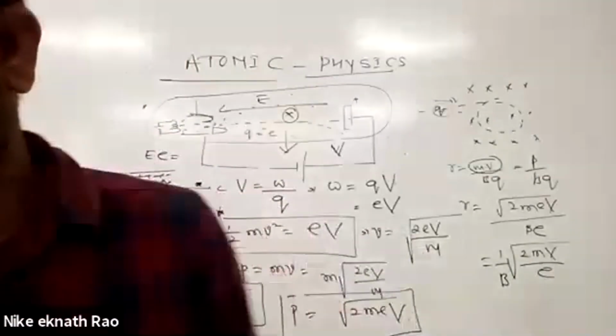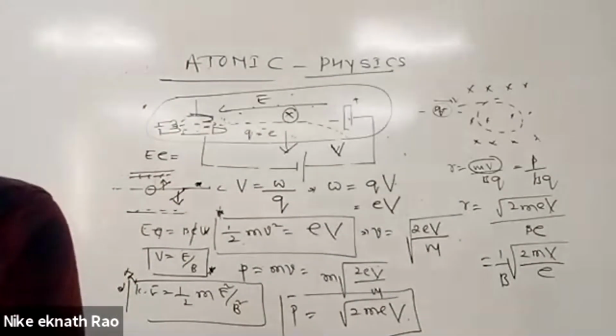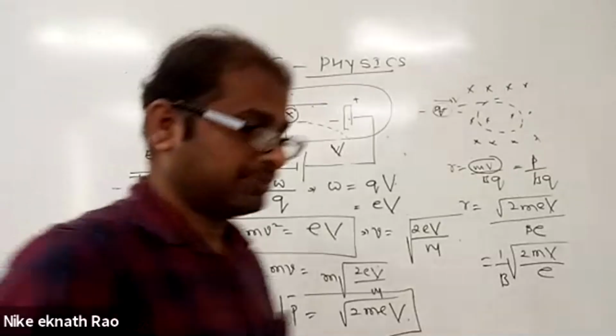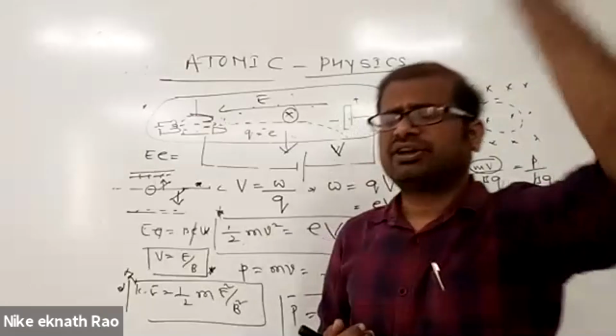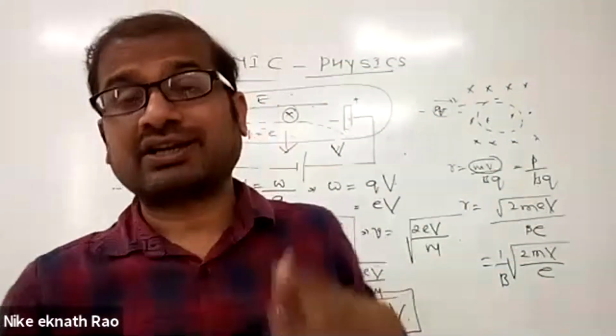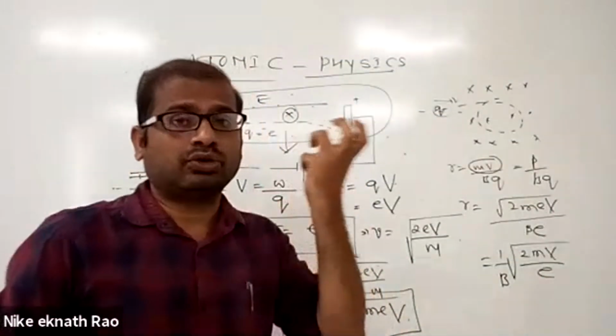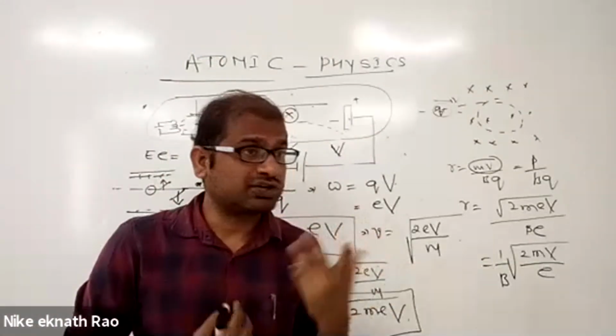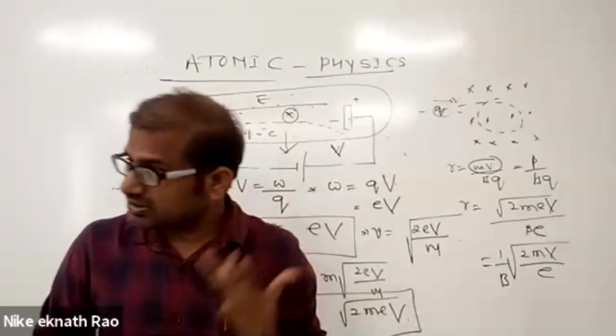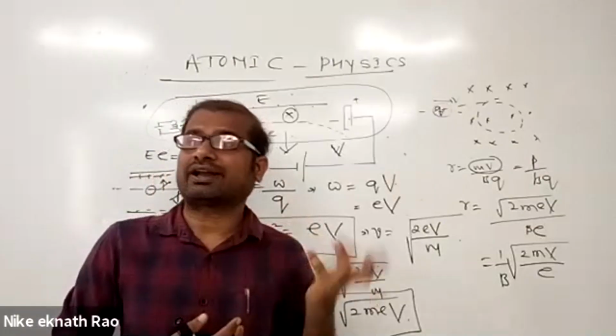Then after the discovery of electrons, it was observed that as a whole the atom is neutral. Since the discovery of the electron had already happened, inside the atom we have electrons. Since the atom as a whole is neutral, an equal positive charge must be there. If positive charge is there, how are the positive and negative charges arranged?